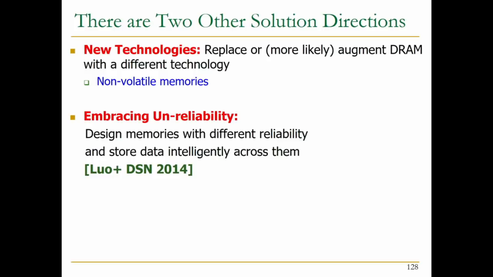Basically, you can design memories with different reliability and store data intelligently across them. Your secure data may be in a very, very reliable memory that's much more expensive. And your unsecure data that doesn't require a lot of security or reliability may be in the masses of memory that's not so reliable but very low cost. As long as you do that partitioning right, I think this is a really good opportunity. But how to do that partitioning right is a difficult question.